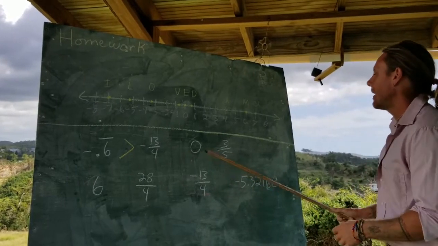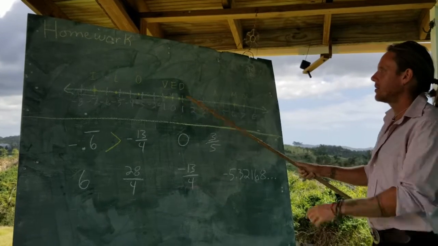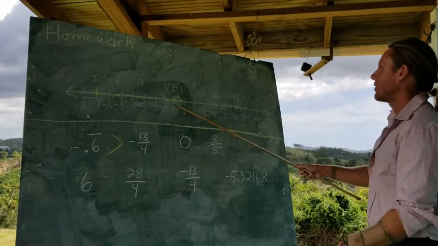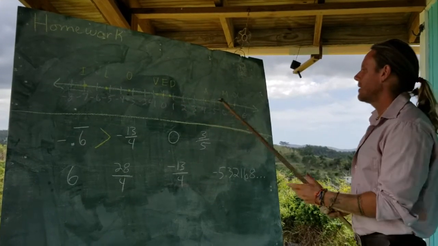How about 0 and 3/5? Here's 0, here's 3/5. 0 is farther in the negative direction, 3/5 is positive, so 0 is less than 3/5.